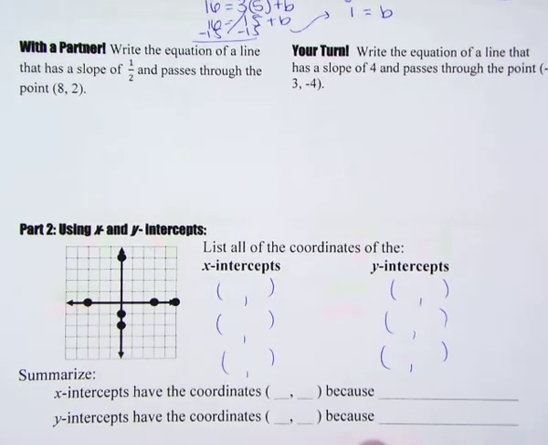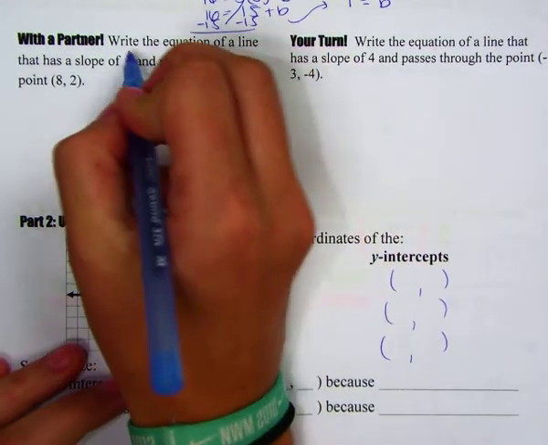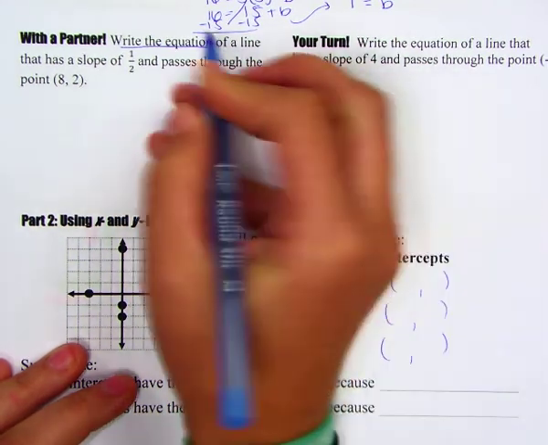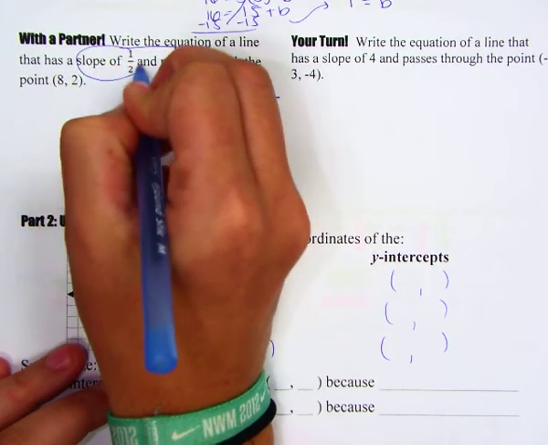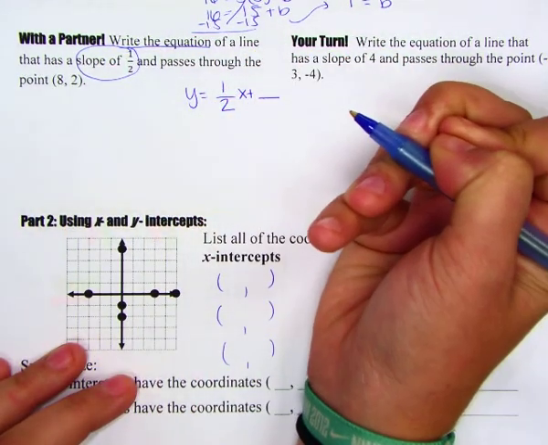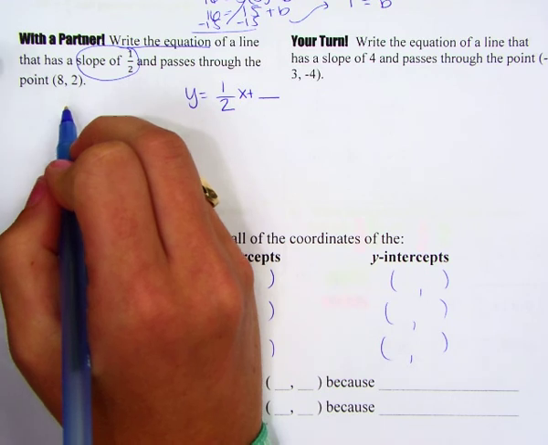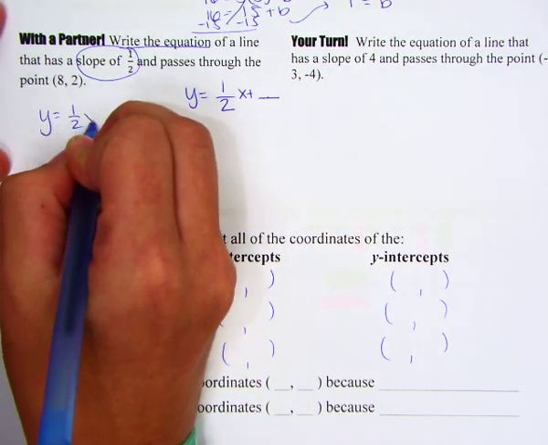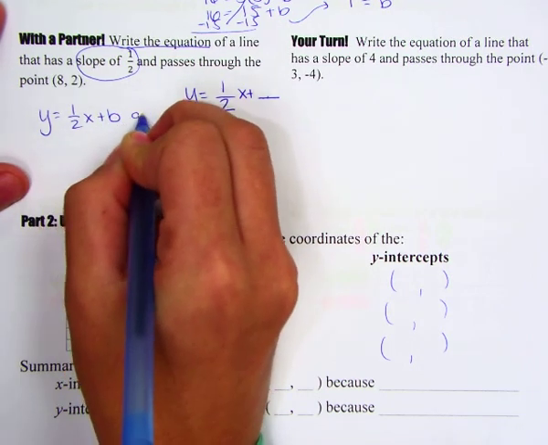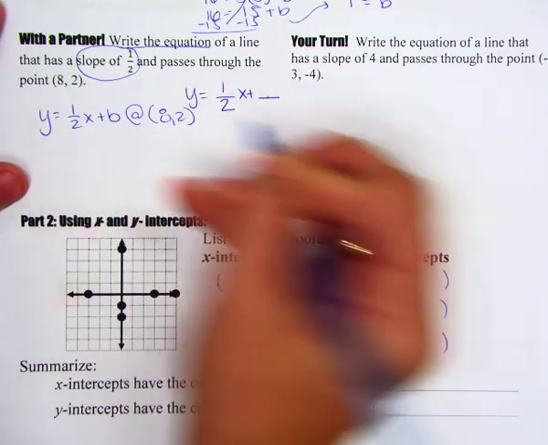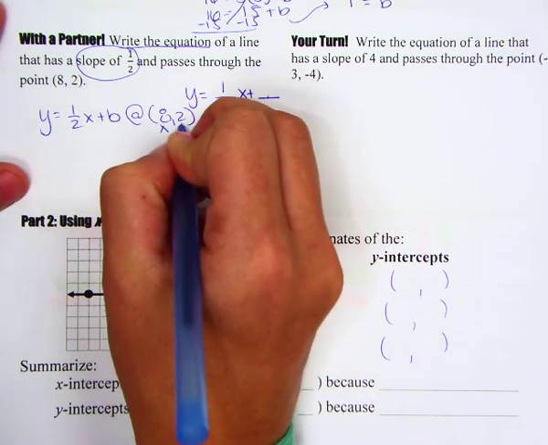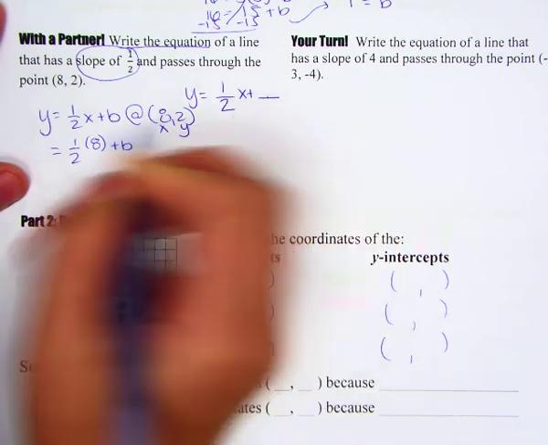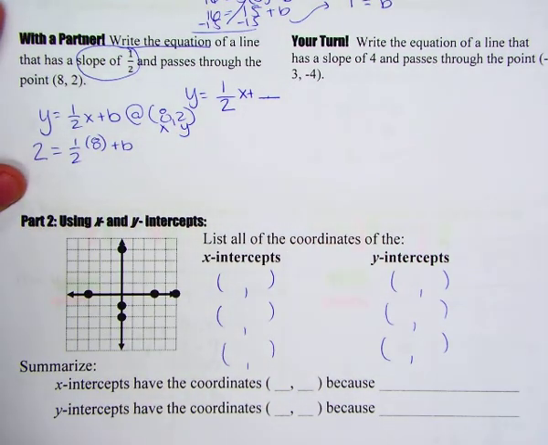With your partner, you're supposed to do this one. I'll go ahead and do it. Write the equation, so I'm going to write the skeleton of a line that has a slope of 1/2. So I'm going to put that in for the slope and passes through the point (8, 2). So I'm going to solve for the y-intercept. y equals 1/2 x plus b, because that's what I'm solving for, at the point (8, 2). 8 is x, 2 is y. I'm going to substitute. And then I'm going to solve.